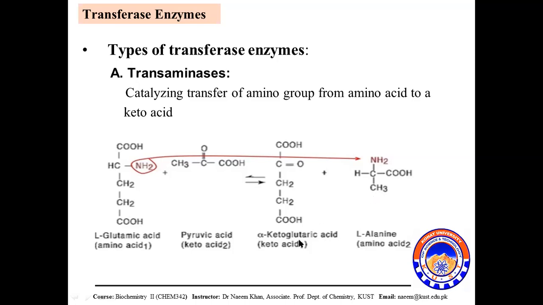And this ketoglutarate, or ketoglutaric acid, is the product of reaction 5 in the Krebs cycle. So we know that this is also a very important intermediate that is required in the Krebs cycle.